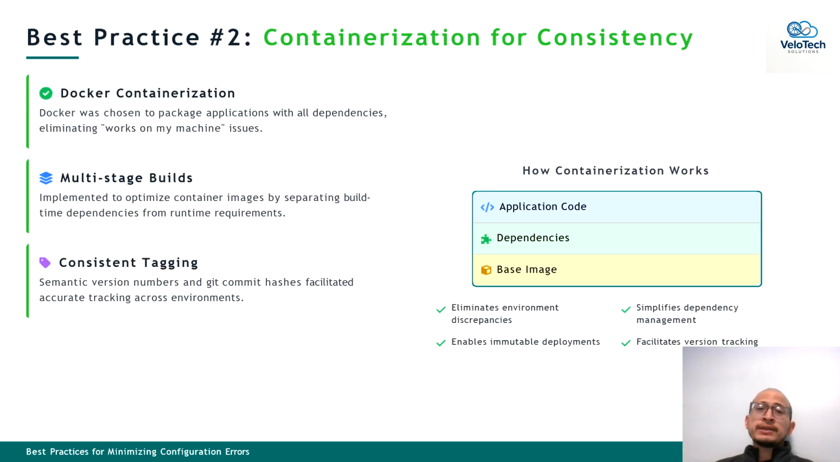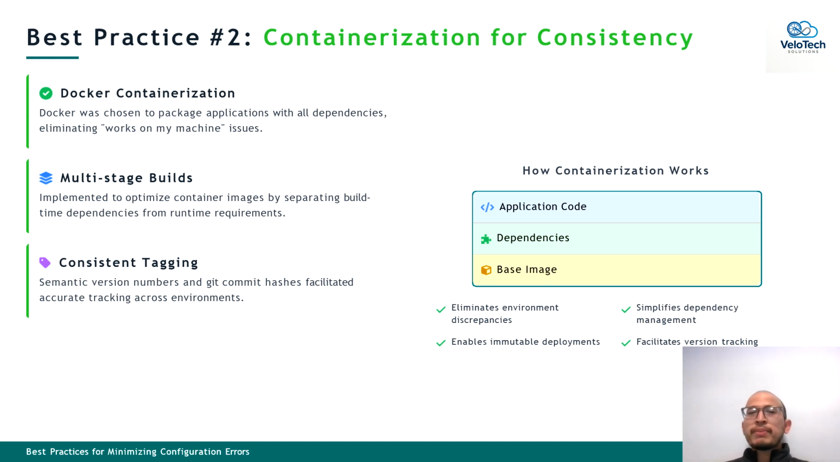The second best practice was containerization, and DataSphere chose Docker as the containerization platform. Now, why containerization? The fundamental problem they were solving was the classic "works on my machine" syndrome. You know the situation. A developer builds something on their laptop, it works perfectly, they push it to staging, and suddenly it breaks. Why? Because the environments are different. Different library versions, different operating system configurations, different dependencies.